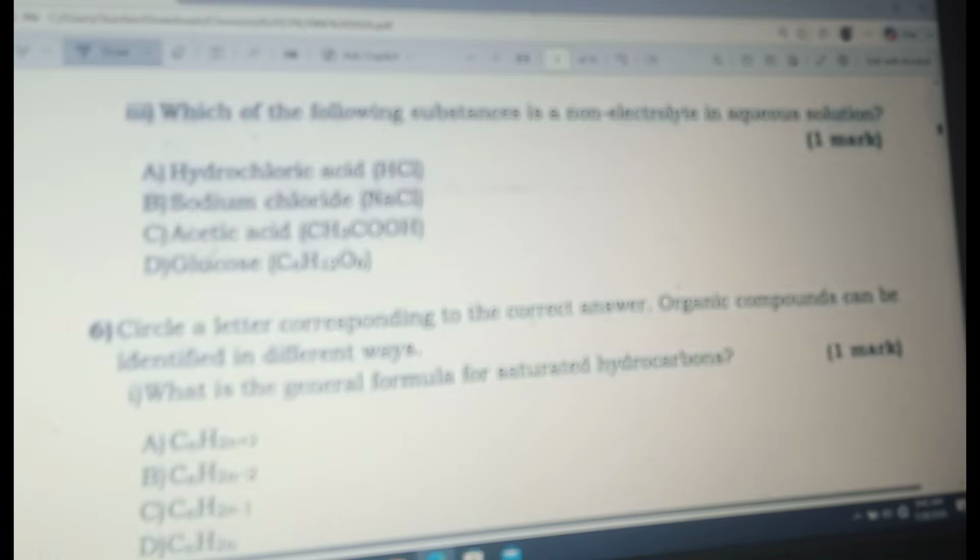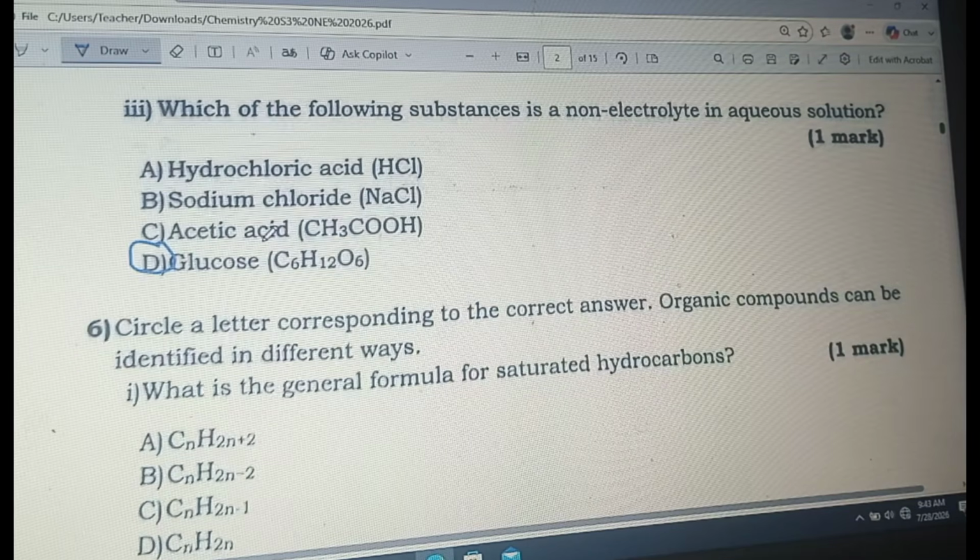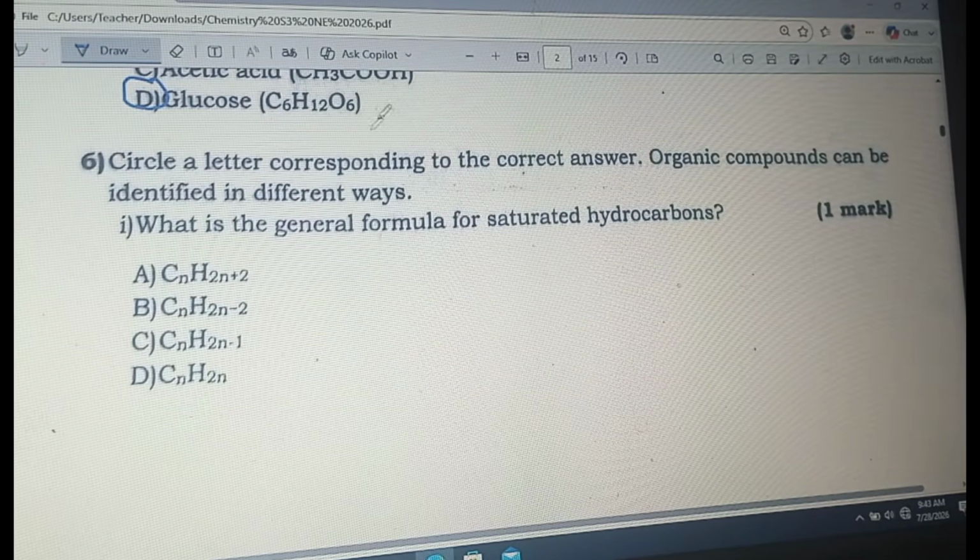Okay. I3, which of the following substance is a non-electrolyte in aqueous solution? Hydrochloric acid is strong electrolyte. Sodium chloride is strong electrolyte. Acetic acid is a weak electrolyte. D, glucose is what we call non-electrolyte.